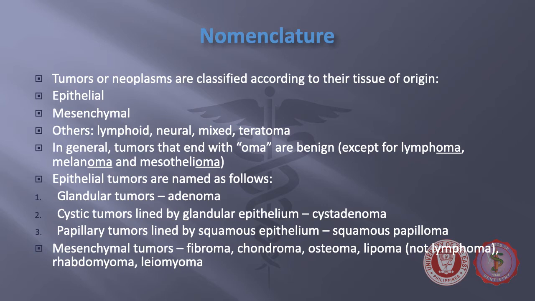Mesenchymal tumors that are benign are more simple to name. Just add the suffix -oma to the type of tissue that became a benign neoplasm. For example, if it is from the cartilage, which is made up of chondrocytes, it is called a chondroma. If it is made of smooth muscles, it is a leiomyoma.